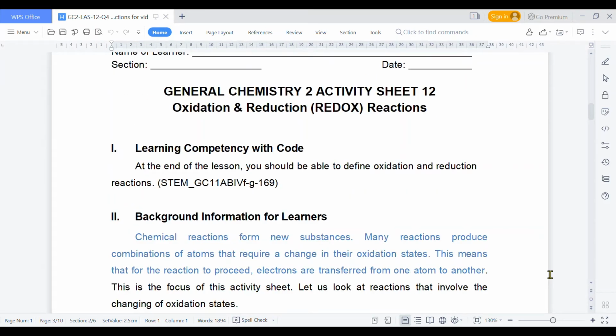Chemical reactions form new substances. Many reactions produce combinations of atoms that require a change in their oxidation states. This means that for the reaction to proceed, electrons are transferred from one atom to another.